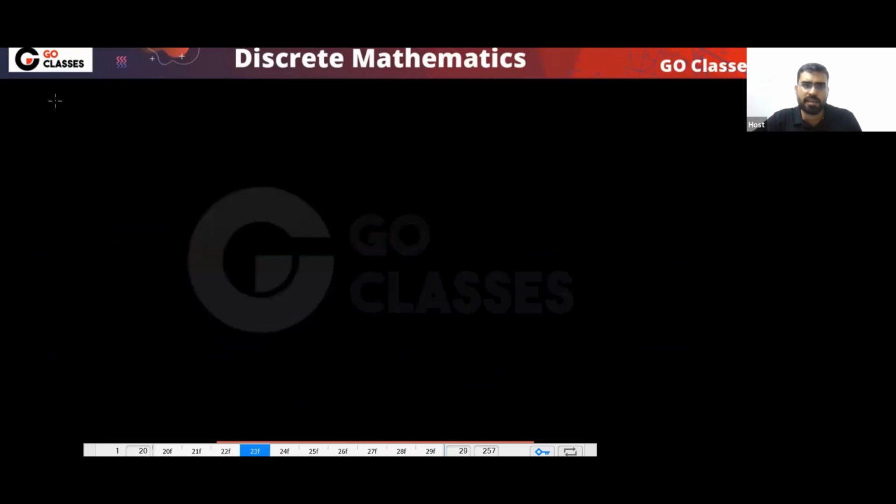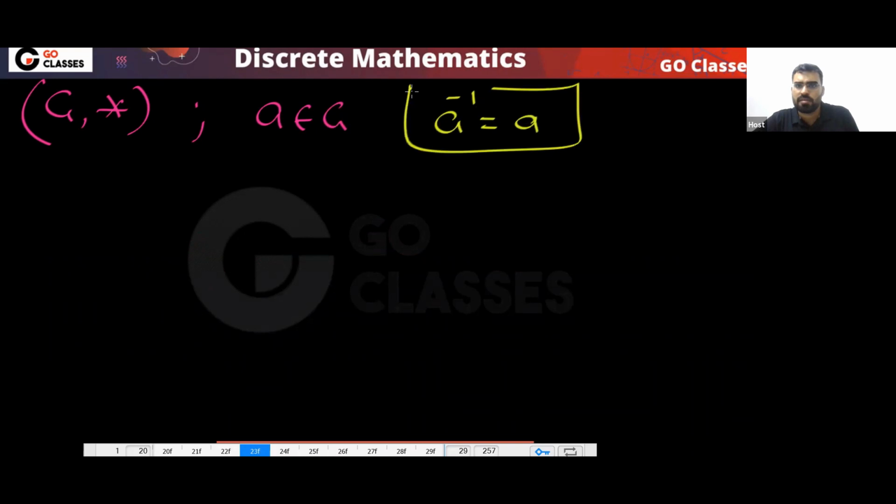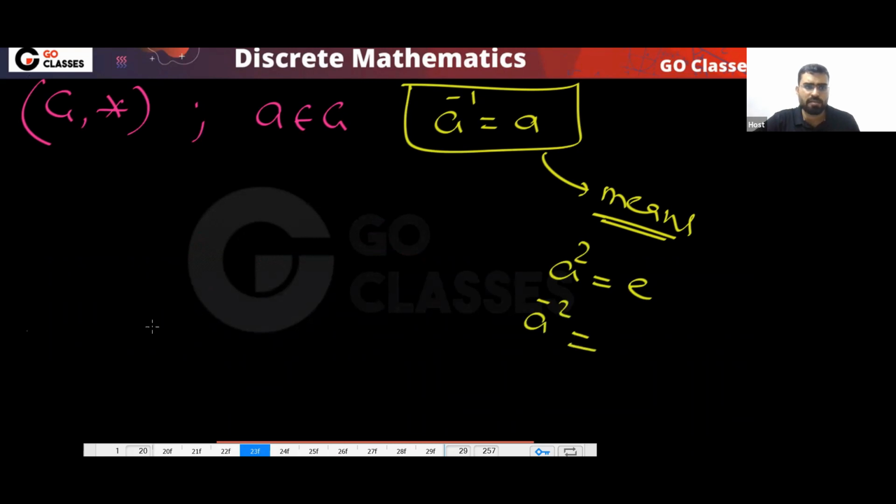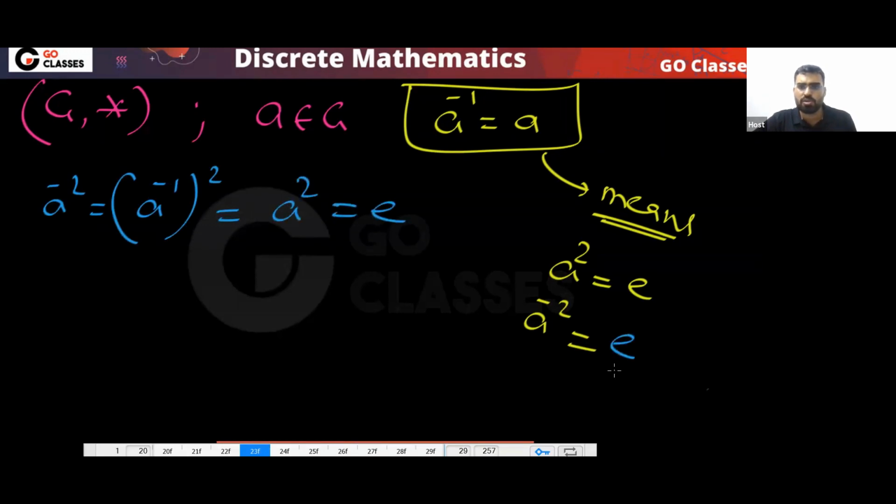Finally, you can say that if you have a group, and in this group you have some element A such that A inverse is equal to A, this simply means that A power 2 is equal to E. And what will A power minus 2 be? Just think about it. A power minus 2 means A inverse power 2. A inverse is A, so that is A power 2, and A power 2 is E, so this is also E.